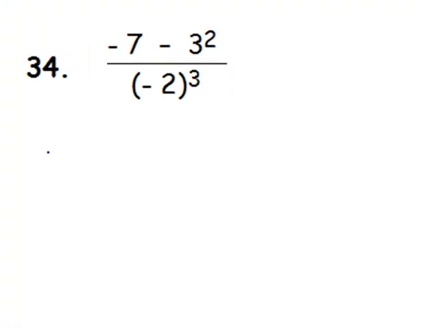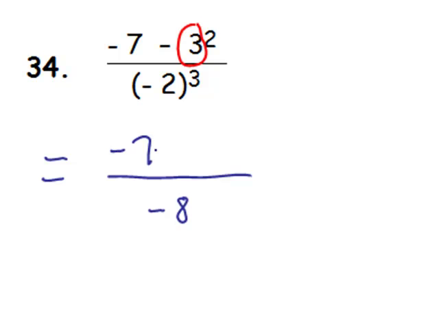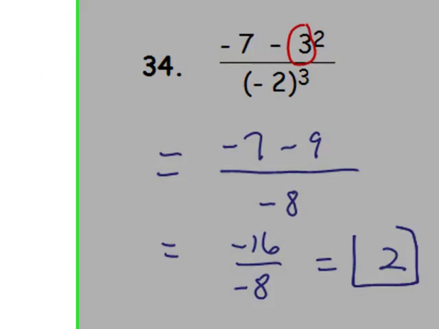Number 34, a fraction. The denominator is negative 8. Negative 2 cubed is negative 8. I want to point out that, again, the square is only around the 3 this time, not around the minus sign. So as we work this, we've got a negative 7 minus 9. And now this is negative 16 in the numerator over negative 8, and that's equal to positive 2.